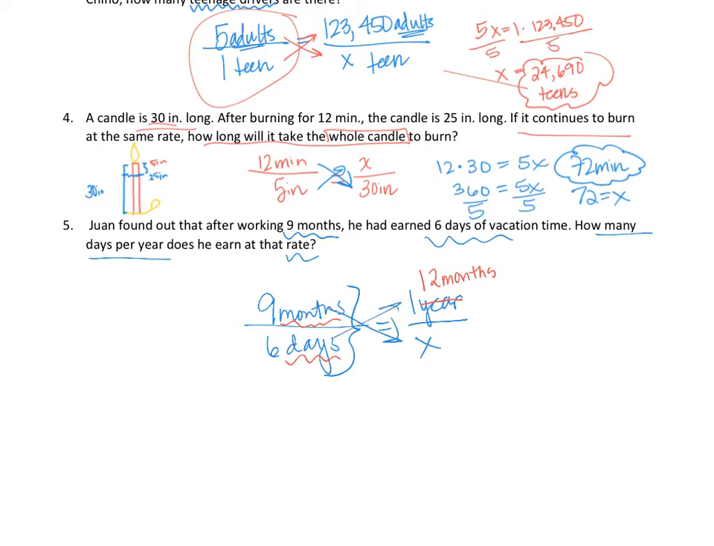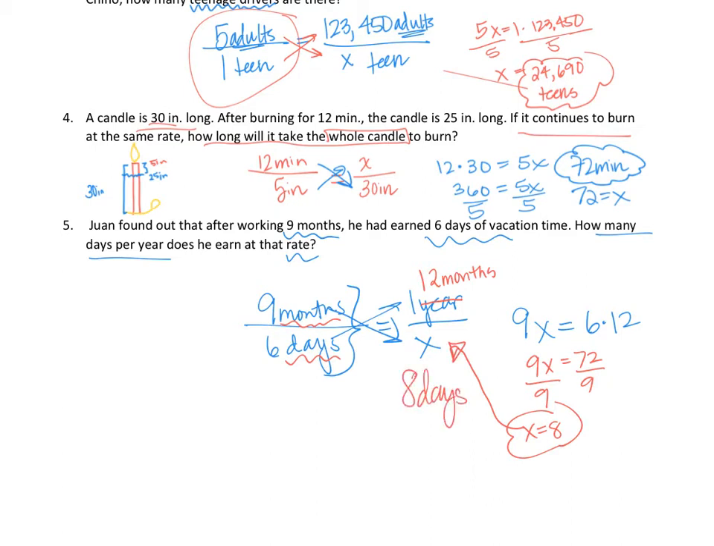So we solve our proportion. We're going to say 9x will equal 6 times the 12. So 9x is equal to 72. So we divide by 9, and we get x equals 8. So in 12 months, he earns 8 days of vacation. So that would be 8 days per year.